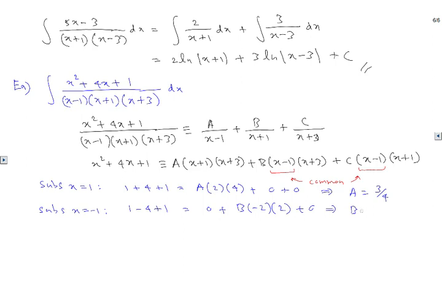So this says that b equal... you're going to get negative 2 on this side, and you get negative 4 on that side. So you're going to get b equal 1/2.